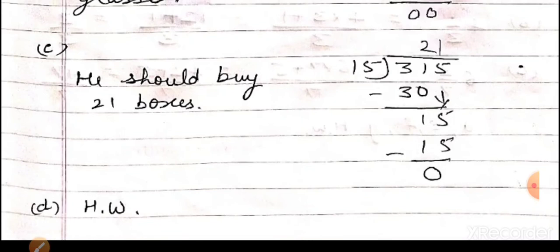Now the question number 7. Sri needs 315 earthen lamps to decorate his house. The lamps come in boxes of 15. How many boxes should he buy? So for it, divide 315 by 15. So the answer is 21. So he should buy 21 boxes. Okay, now the D part is your homework.